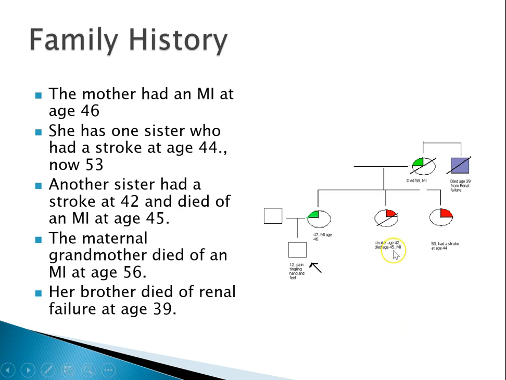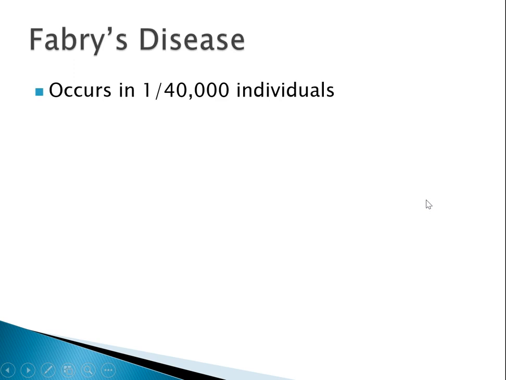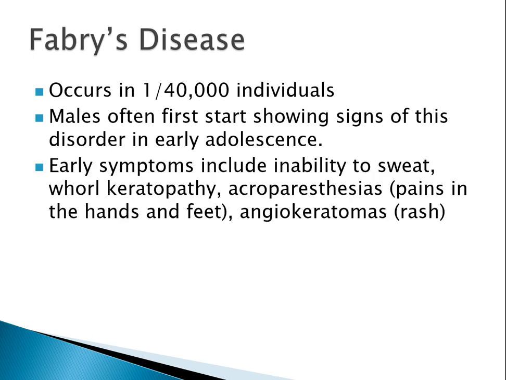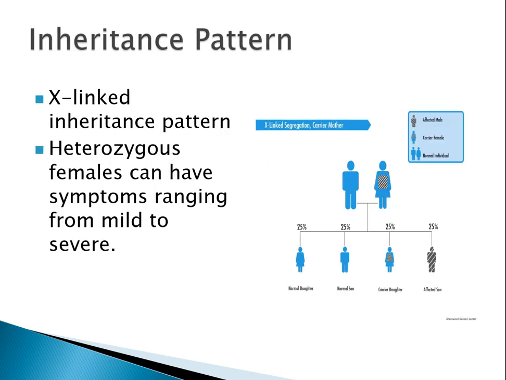What we see are early strokes, heart attacks, as well as renal failure. Fabry's disease occurs in about 1 in 40,000 individuals, and males often start showing signs of this disorder during early adolescence, although if we know what we're looking for, it's in early childhood. Symptoms include the inability to sweat, something called whorl keratopathy, pain in the hands and feet, and an unusual rash known as angiokeratoma.